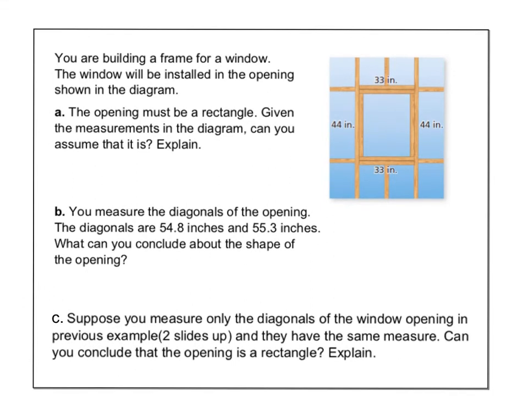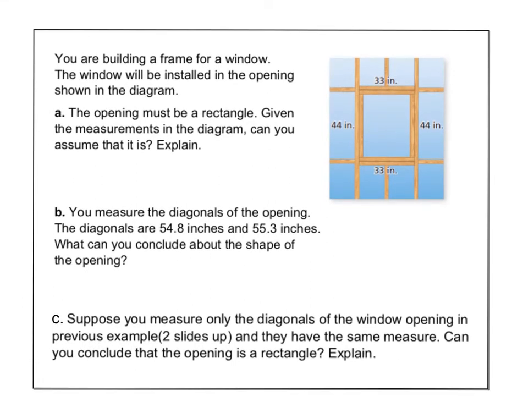All right, so here's our first problem. You're building a frame for a window. The window will be installed in the opening shown in the diagram. And so we have 33 inches on the opposite sides, and we have 44 inches on the other set of opposite sides. So part A, it says the opening must be a rectangle. Given the measurements in the diagram, can you assume that?